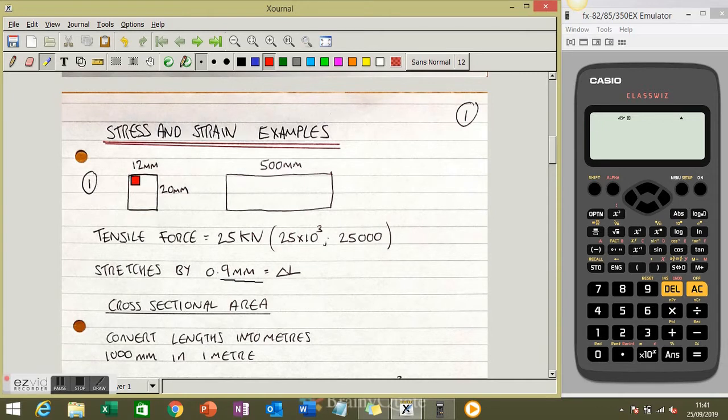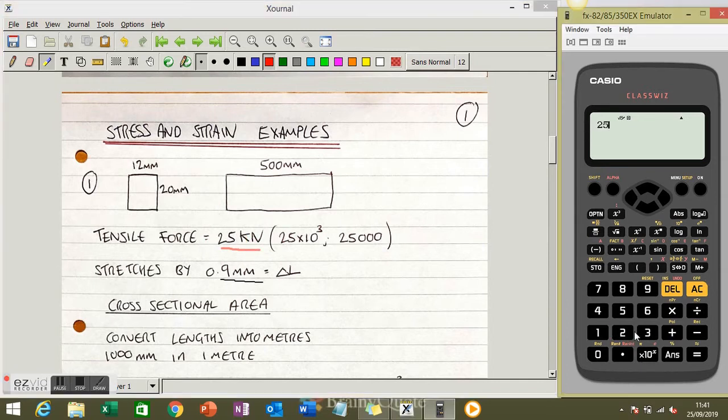and its cross-sectional area was 12 millimeters by 20 millimeters. Tensile force of 25 kilonewtons. Don't forget, don't do 25 because there's the K there, look. So you need to do 25 times 10 to the 3, which is the same as 25,000. So don't just do 25, make sure you put the 1,000 on it.